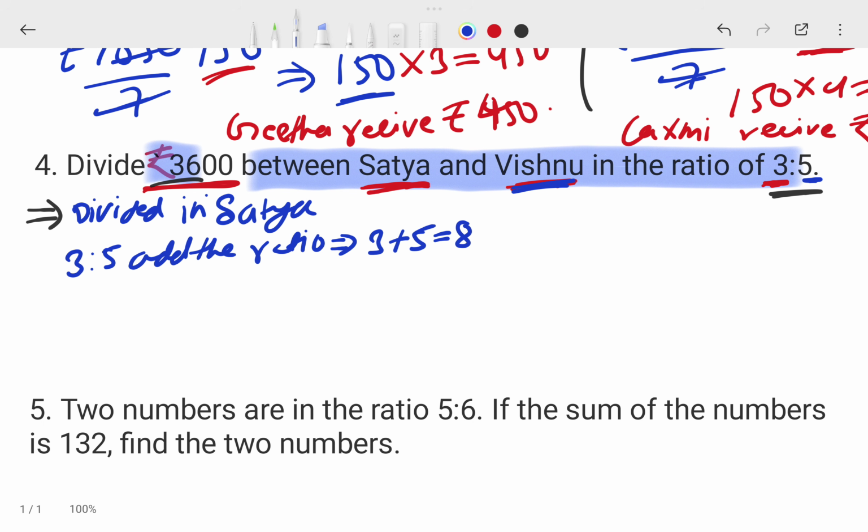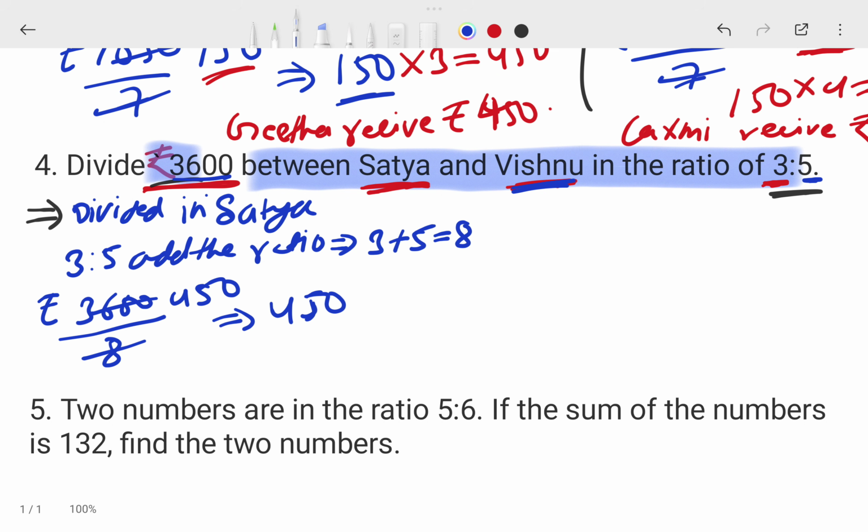Now we have to divide this particular number by this ratio sum. So this is the given rupees, 3600. If you divide this, it's going to be 450. 8 ones are 8, 8 fours are 32. So the answer is going to be 450. Now we get the value. Here we have to do a simple thing. How much Satya has from the 3600, how much money we have to give to Satya, we don't know, but we have a ratio.